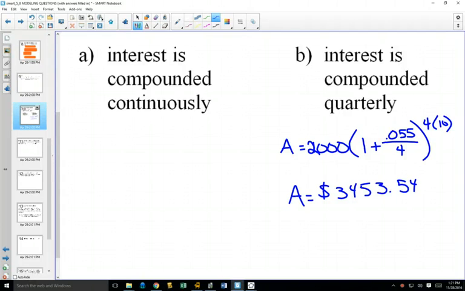So compounded quarterly means that 4 times a year, in other words, every 3 months, they would pay you your interest. Now 5.5% interest on $2,000 is $110. So they would divide that 110 by 4, and after the first 3 months, you would get about $28 or something. And then the next 3 months, you would make interest on that $28 and the other one.